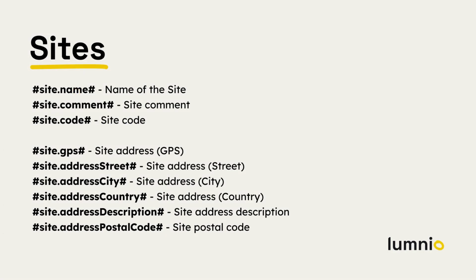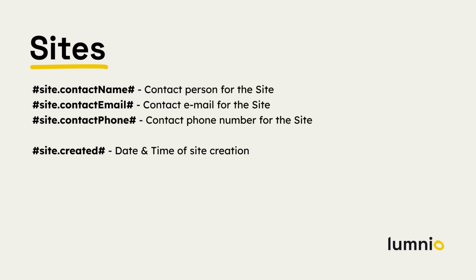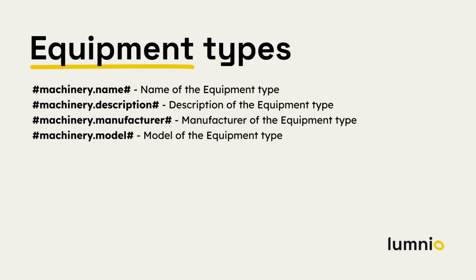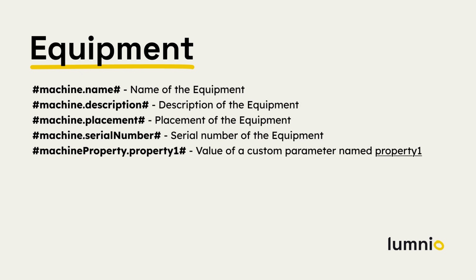First of all, we have the placeholders for sites and physical locations in general. This can come in handy if you deploy one work instruction file across many physical locations. Next, there are some placeholders for equipment types. And of course, we also have some for the equipment itself.